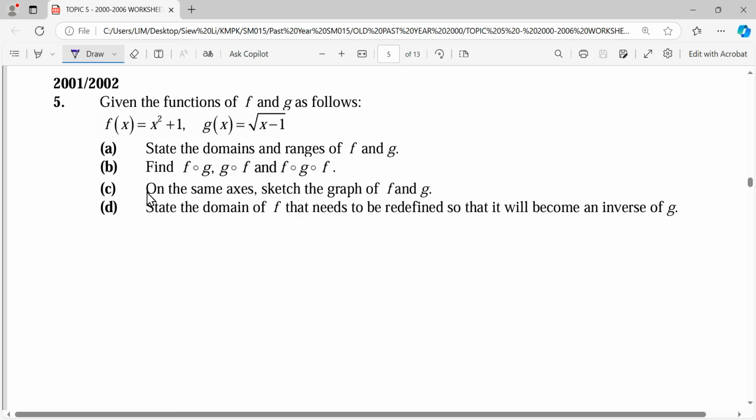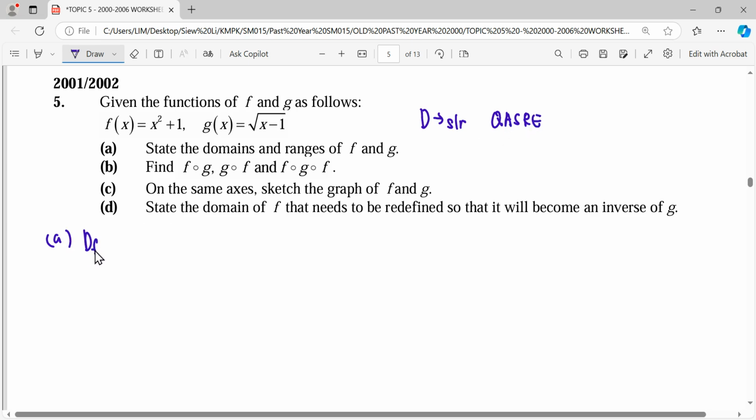Hi everyone, this question is given the functions f and g as follows. f(x) is a quadratic function, g(x) is a surd function. For the first question, state the domain and range for f(x) and g(x). Domain refers to our special case, where we need to calculate the range of x. Then for range, we are going to find our special case function, which is completing the square.